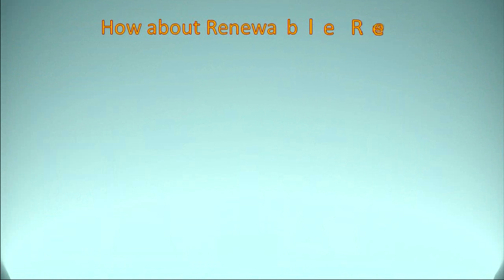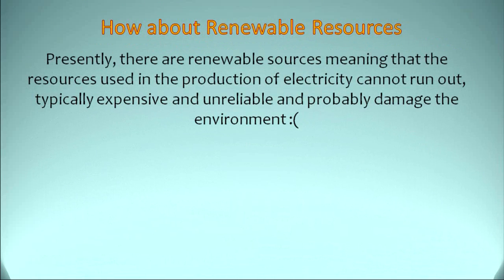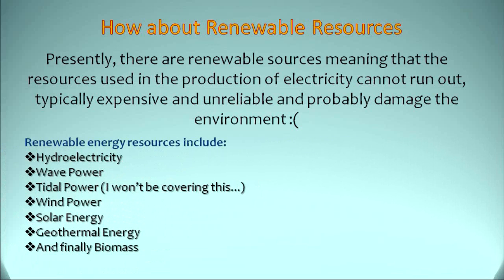How about renewable energy resources? Presently, there are renewable energy sources, meaning that the resources used in the production of electricity cannot run out, but they are typically expensive and unreliable, probably damaging the environment. Renewable energy resources include hydroelectricity, wave power, tidal power, I won't be covering this, wind power, solar energy, geothermal energy, and finally biomass.